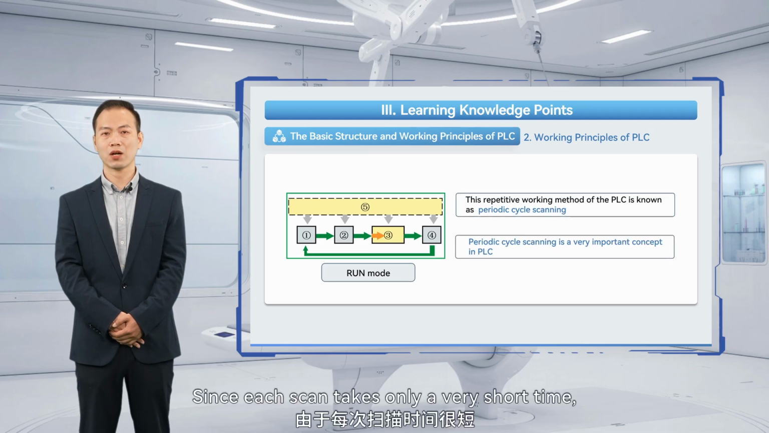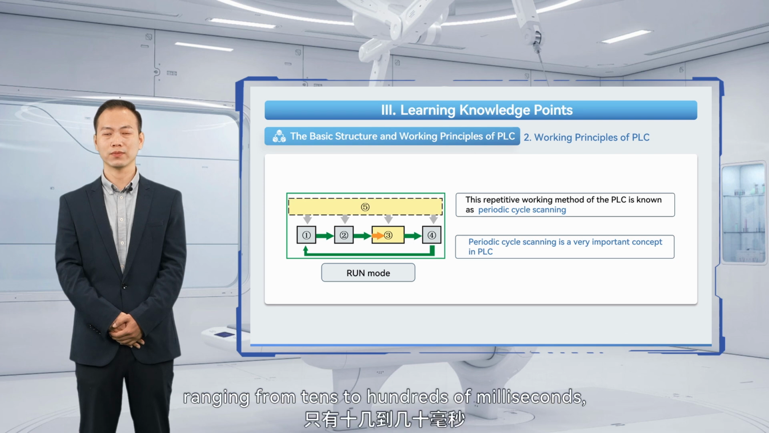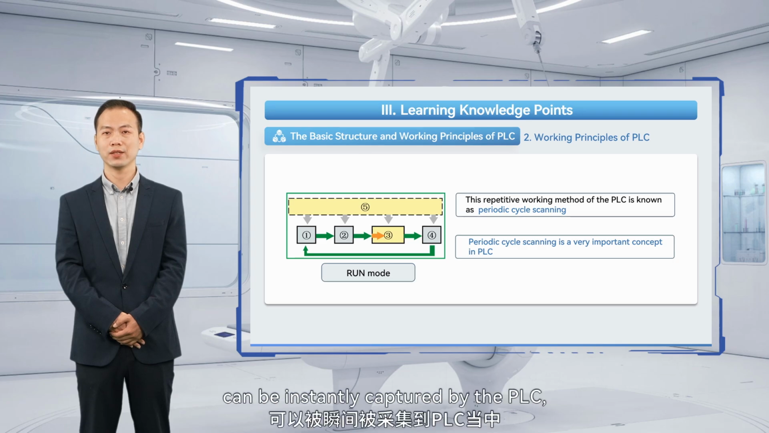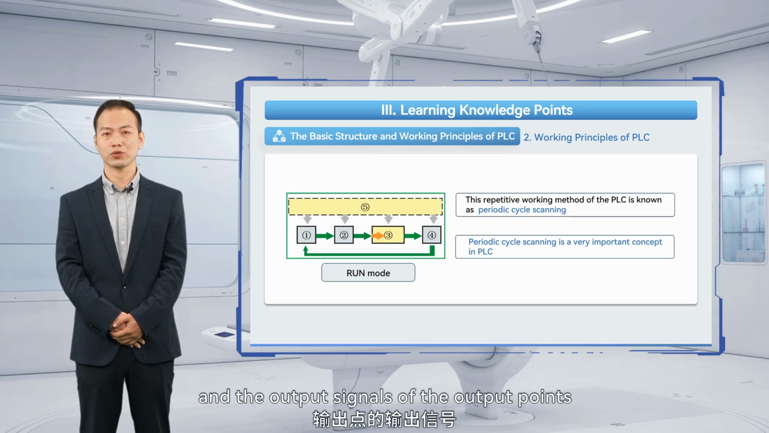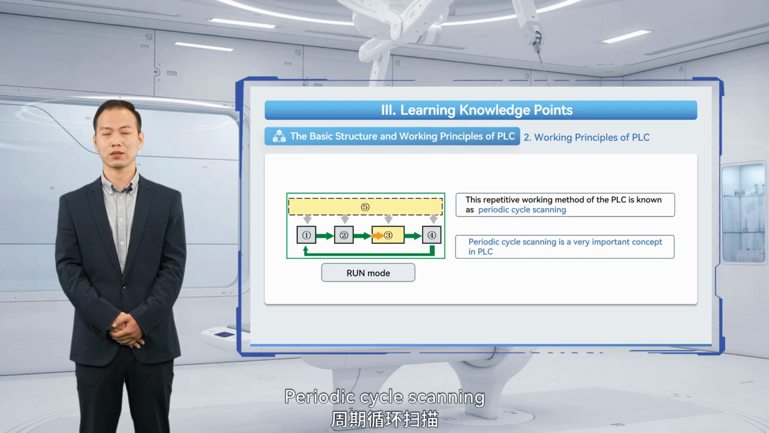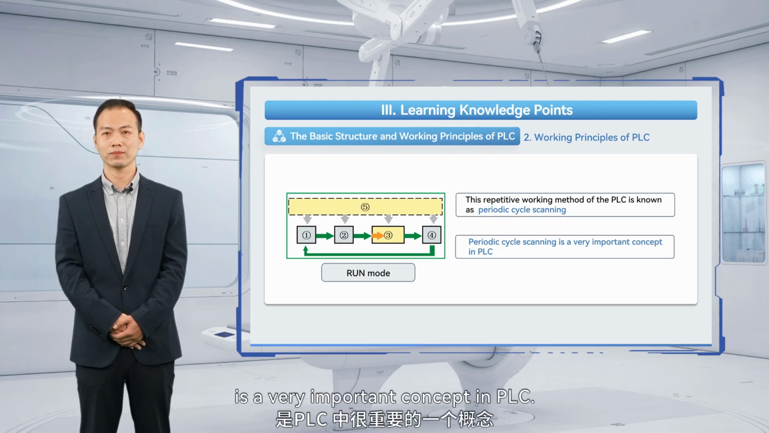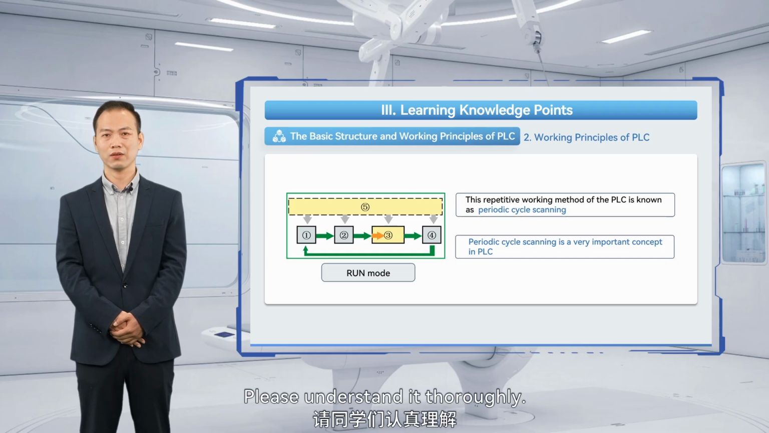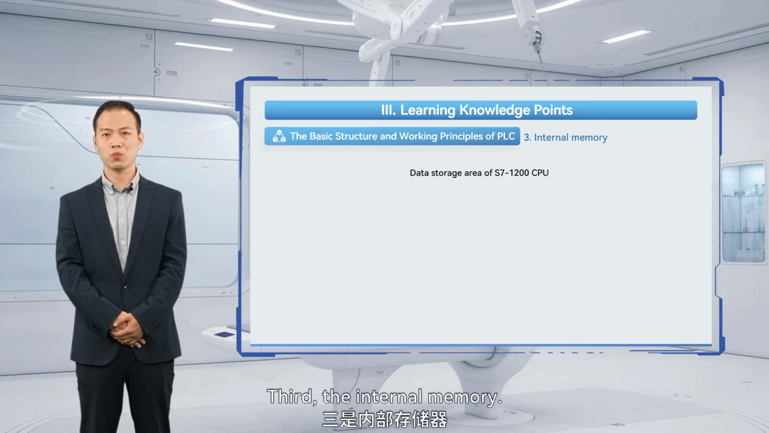Since each scan takes only a very short time, ranging from tens to hundreds of milliseconds, the switching signals of the input points can be instantly captured by the PLC, and the output signals of the output points can also be instantly outputted to control the operation of the load. Periodic cycle scanning is a very important concept in PLC. Please understand it thoroughly.